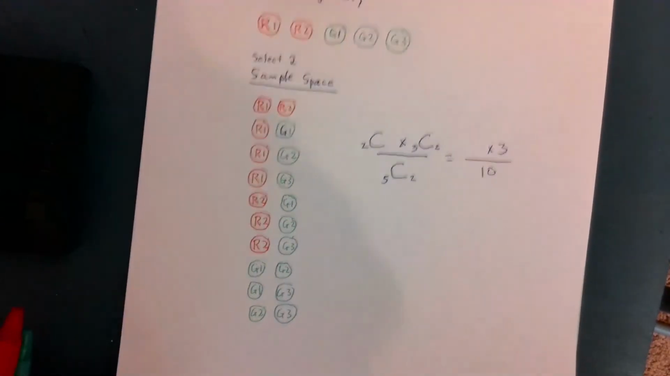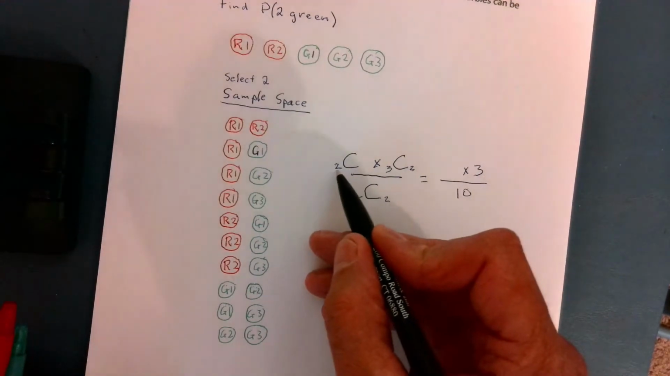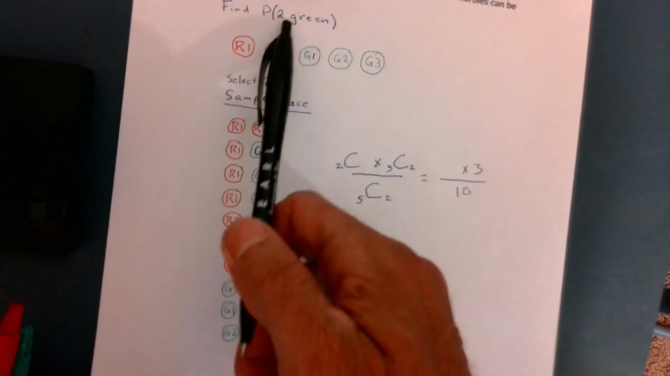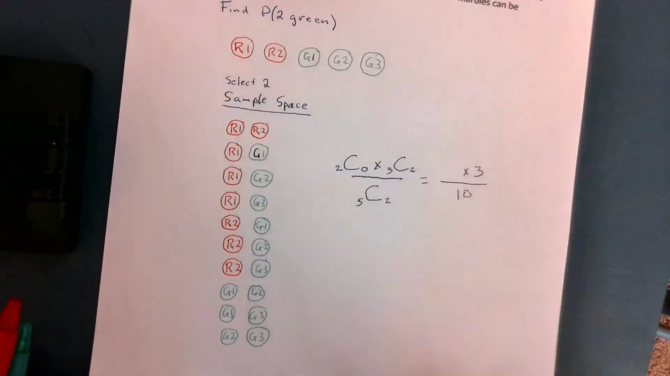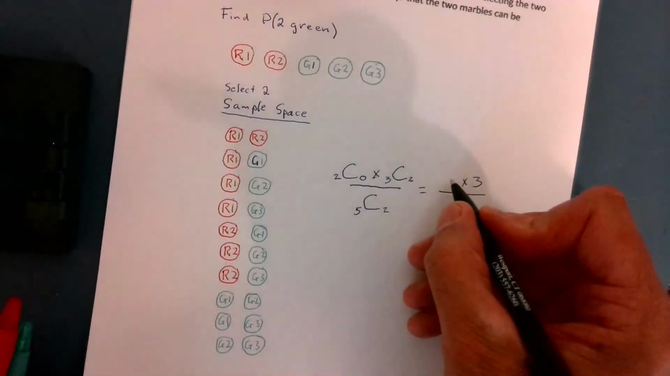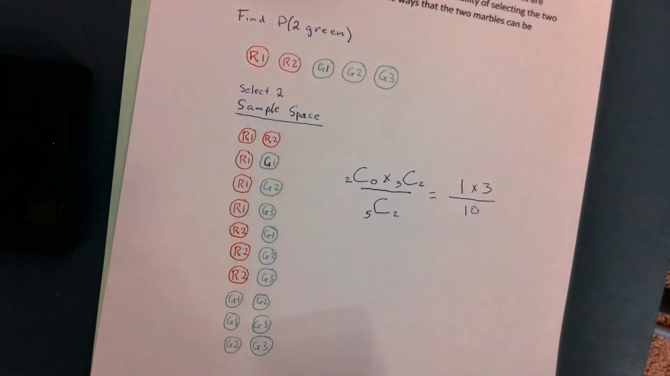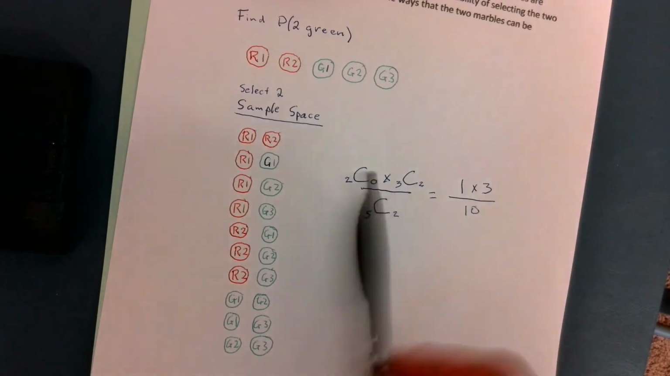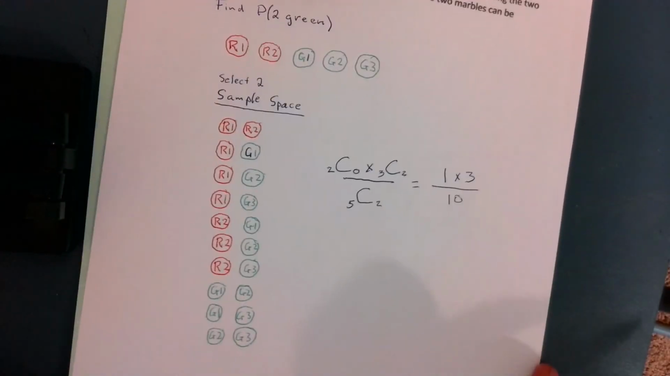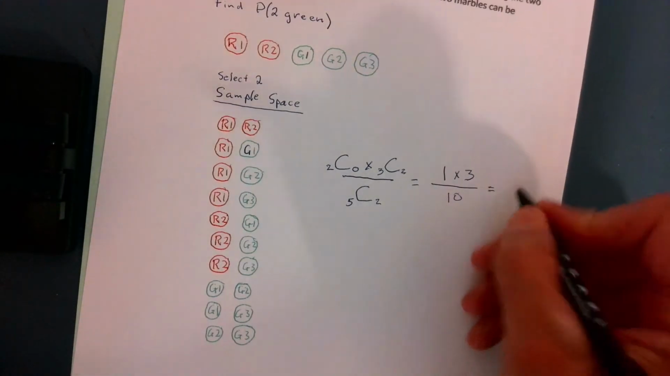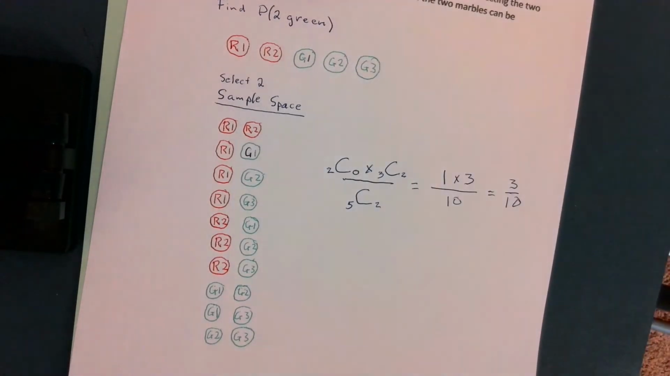Okay, and then the C with the 2 in front, 2 represents the number of red. Well, we're selecting 2 green and 0 red, so it would be 2C0. And it so happens that 2C0 is 1. So what this tells us really is that there's only one way you can select 0 red from 2. Now, if we calculate the fraction, 1 times 3 is 3, and the denominator is 10. So we get 3 out of 10.